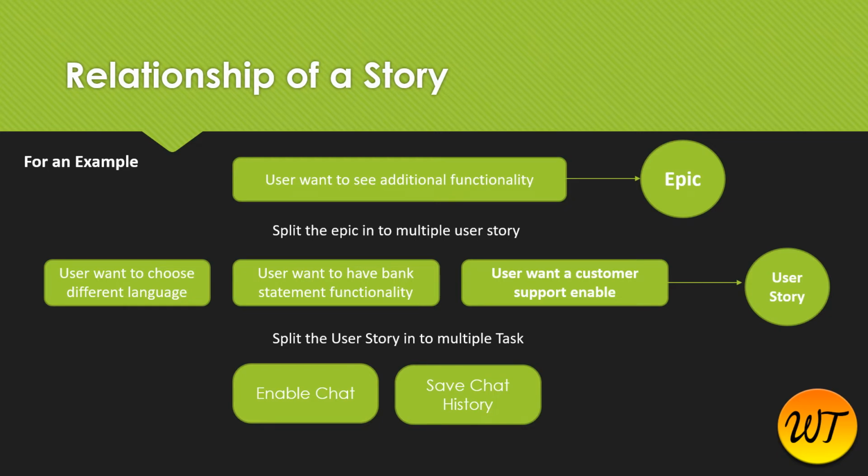And for a user story, we can have multiple tasks. For example, enabling the chat. That is one task. Save chat history. That is one task. Delete the chat history. That is one more task. Like this, we can have multiple tasks for a user story.